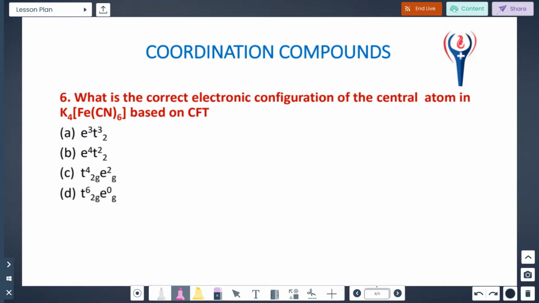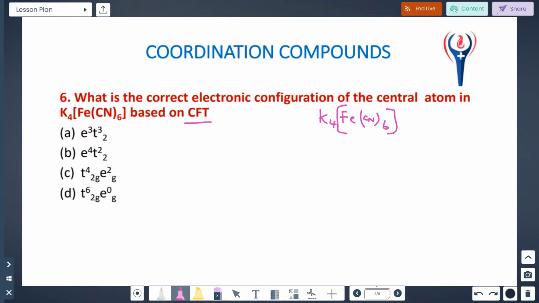What is the correct electronic configuration of the central metal atom in K4Fe(CN)6 based on CFT theory? CFT means crystal field theory. So based on crystal field theory, we have to find the configuration. First of all, you take the compound: potassium ferrocyanide, K4Fe(CN)6.